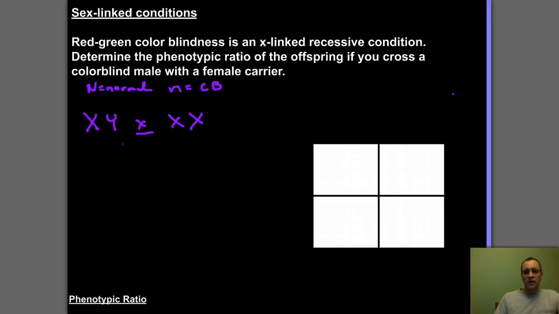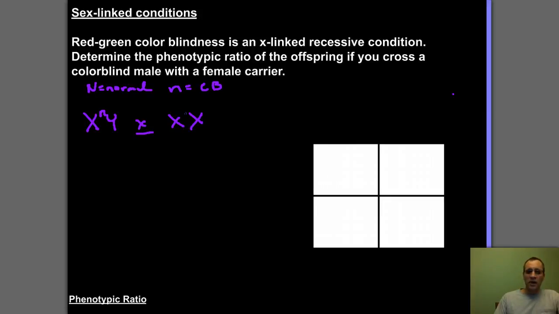Okay, and so what we say here is determine the phenotypic ratio of the offspring if you cross a colorblind male. Well, a colorblind male is going to be this. It's going to have a little n allele for color blindness. It does not have anything on the Y chromosome because the Y chromosome isn't really homologous to the X. It's a much shorter chromosome, and you don't find the color blindness gene there. So males only have 1 gene for color blindness. It's what they inherited from their mother. Females, though, have 2 because they have 2 X chromosomes.